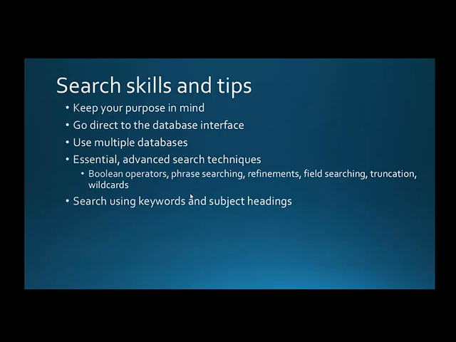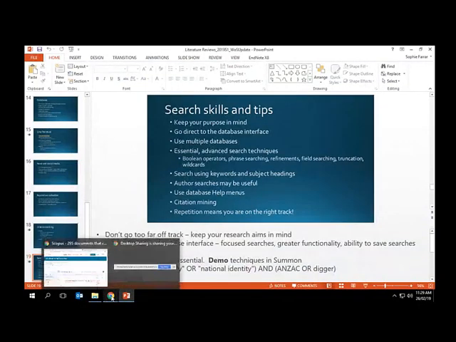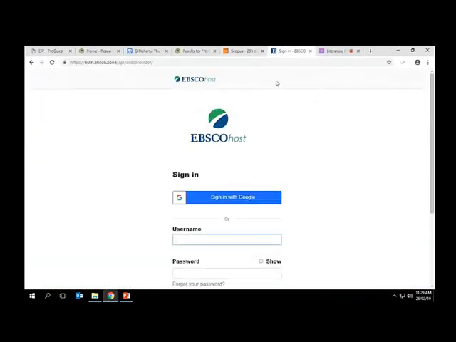You'll also search a combination of keywords and subject headings. I'm going to demonstrate that in a moment. But also searching by author might be quite useful, because you might come across an author who's published quite a lot in your particular area, and you want to make sure you're finding everything that they have published on that topic. So I'll show you how to do an author search as well. We've talked about database help menus and citation mining. So now let's look at EBSCO.